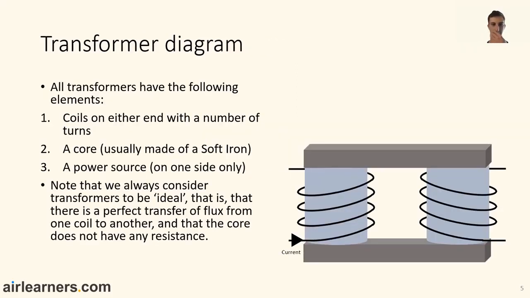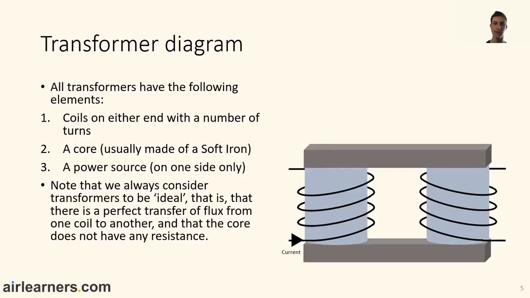Here we have a diagram of a transformer. In this, you can see that there are two coils and there's some wire wrapped around each of them. Every transformer will be similar to this. It'll have two coils and it'll have differing numbers of loops around each coil. And that's really important because, as we see later on, that will give us a representation of the turns ratio.